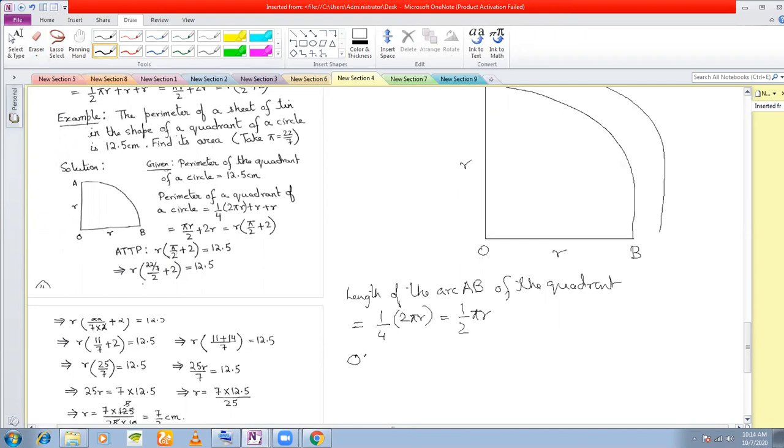And what is the length of OA? OA is r and OB is also r. So therefore, what is the perimeter of the quadrant? OA equals OB equals r.